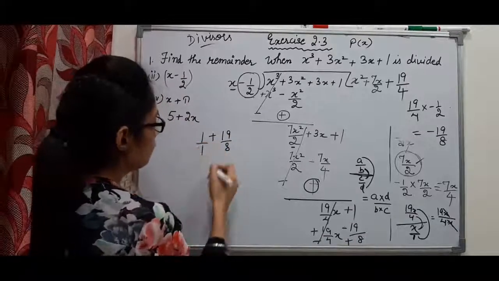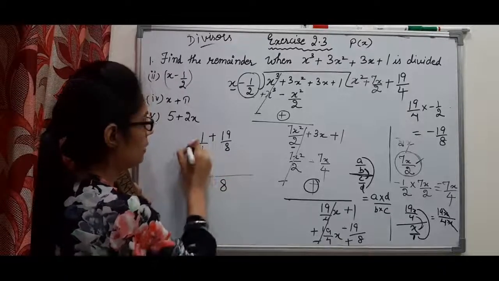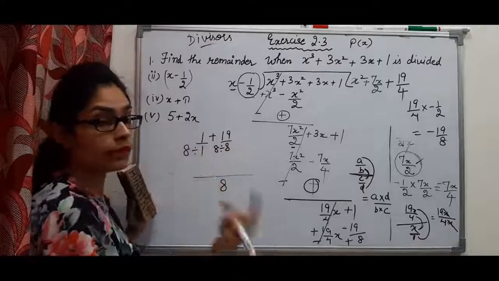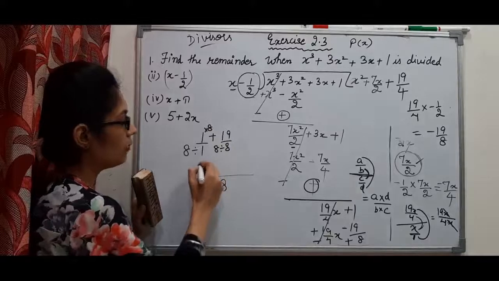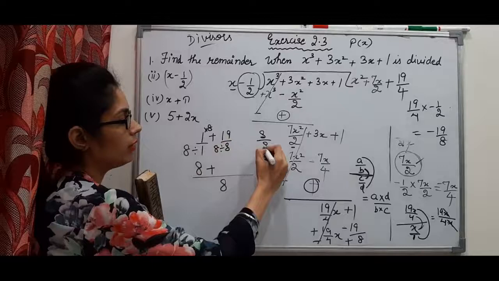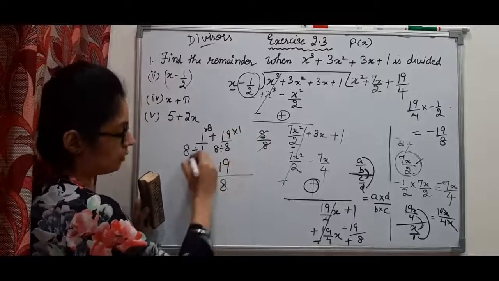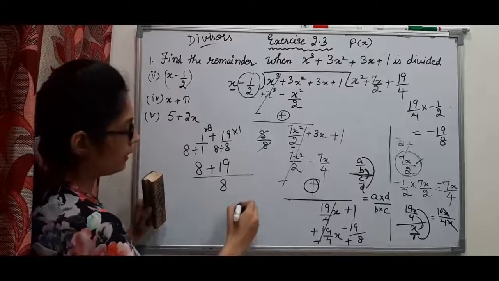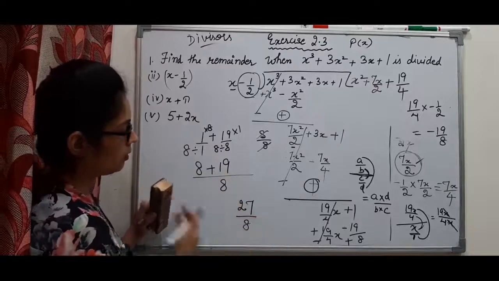So 1 by 1. Again we'll take LCM. LCM of 1 and 8 will be 8. So 8 divided by 1, 8 divided by 8. 8 divided by 1, you will get 8 as your answer. So 8 you have to multiply with 1. 1 into 8 is 8. So 8 divided by 8, you can divide, you will get 1. So 1 with 19. 19 into 1 is 19. So 19 plus 8, you will get 27 upon 8.